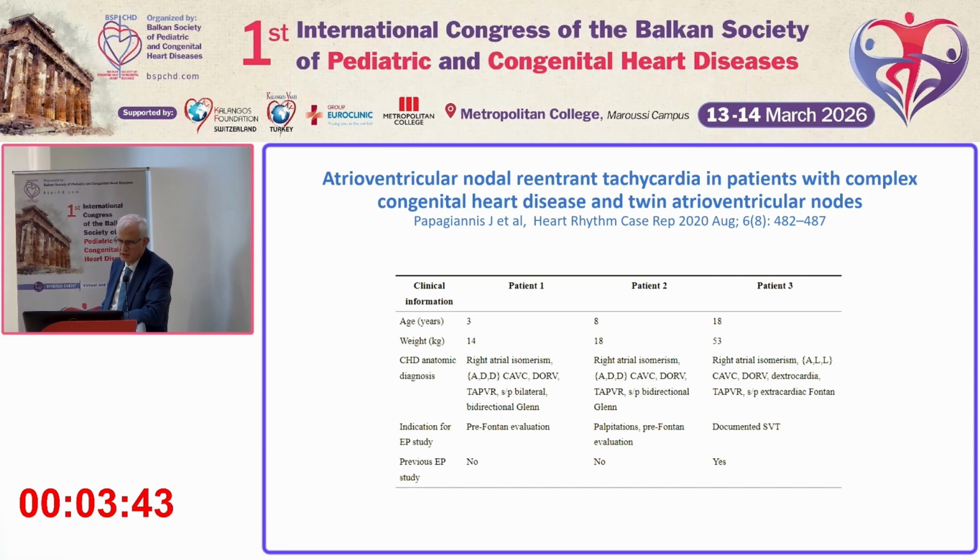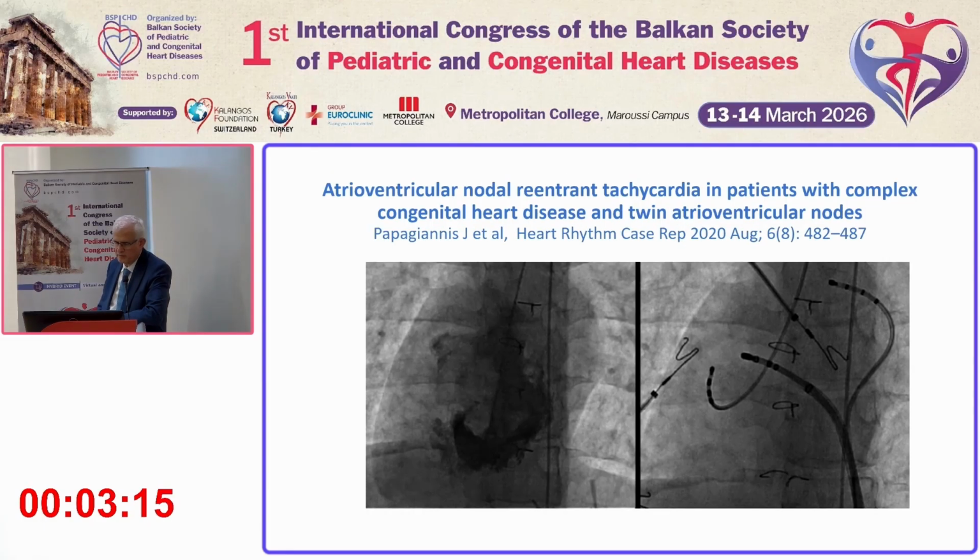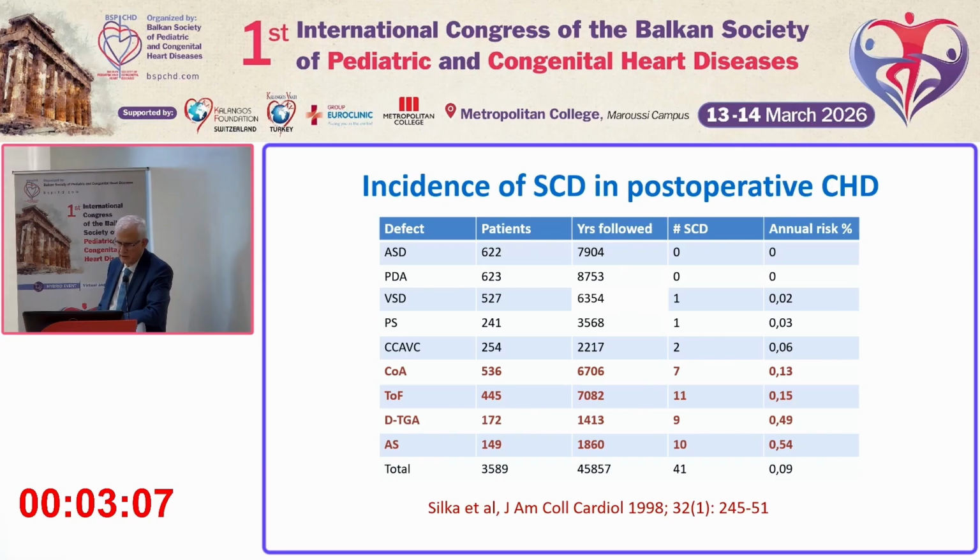We had a small series of these patients, and interestingly, all of them had a right atrial isomerism and common AV valve. Two were before a Fontan, one was after a Fontan, and we needed to go transbaffle to do the ablation. But we also found typical AV node reentry in addition to the twin AV node reentry tachycardia in all these three patients. We were able to go through the baffle to puncture the baffle and then go to the superior AV node and terminate the tachycardia there.